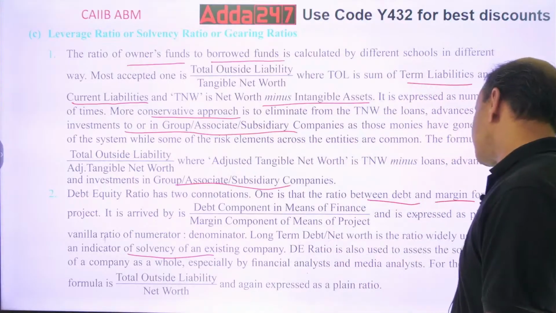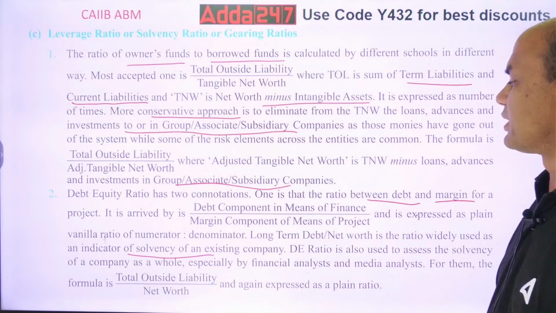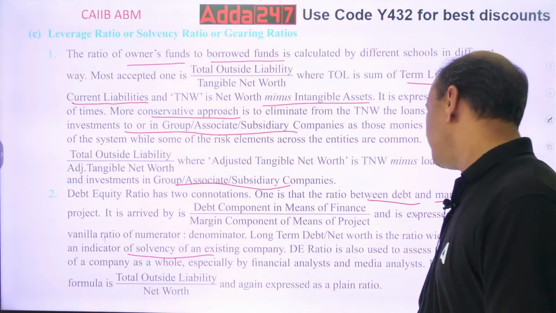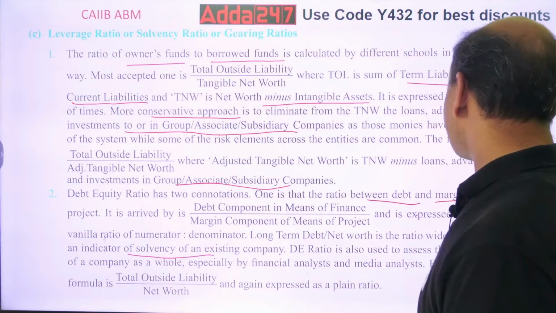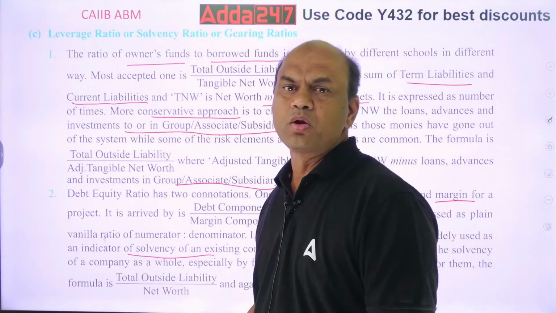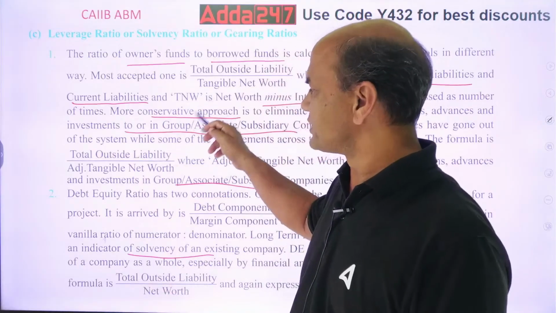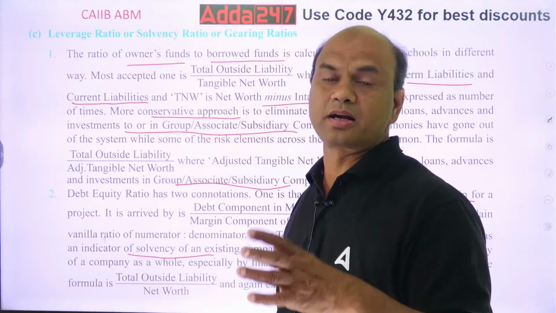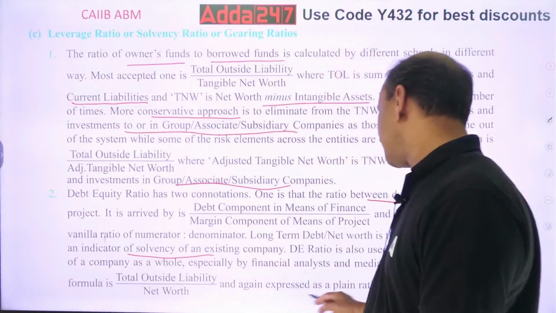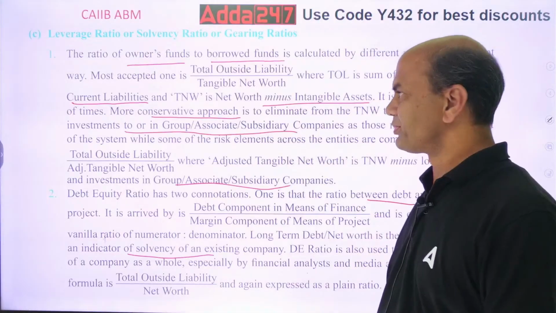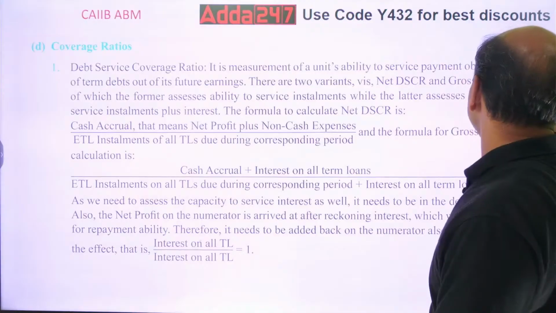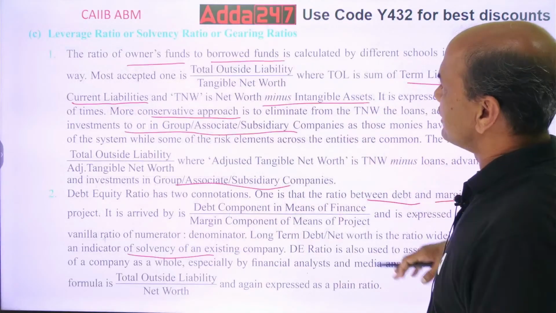Debt equity ratio is also used to assess the solvency of a company as a whole, especially by financial analysts and media analysts. For them, the formula is total outside liability upon net worth. Total outside liability means the same thing which we saw earlier: current liability and fixed liability, long-term liability, upon net worth, and is again expressed as a plain vanilla ratio. Okay. So these were the main solvency ratios.